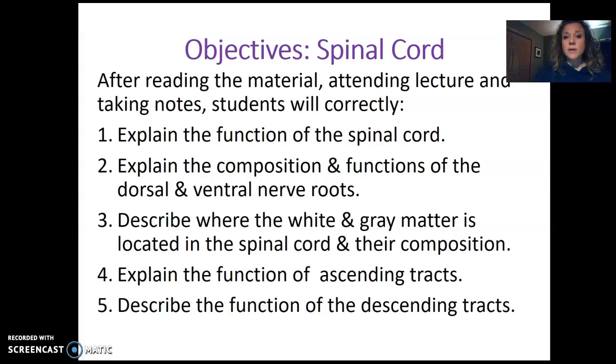Explain the function of the spinal cord. Explain the composition and functions of the dorsal and ventral nerve roots. Describe where the white and gray matter is located in the spinal cord and what they are composed of. Explain the function of the ascending and the descending tracts.